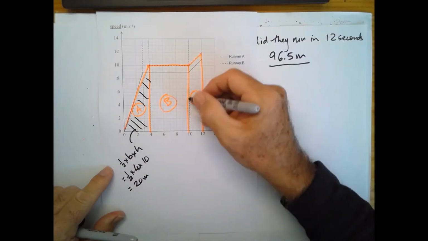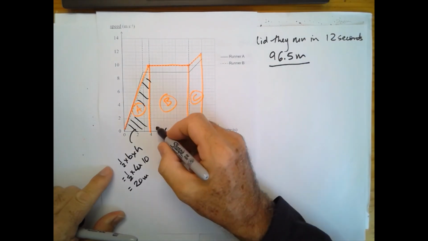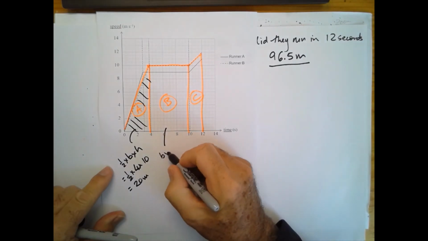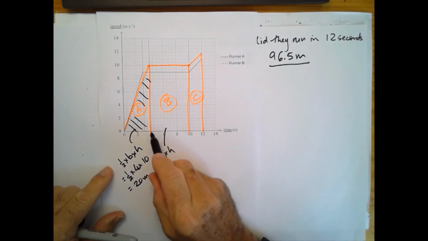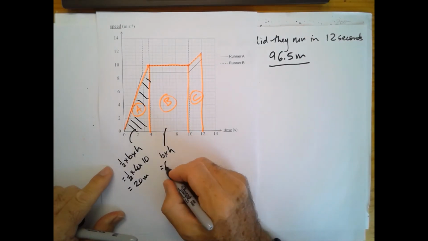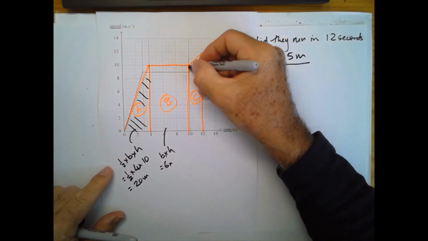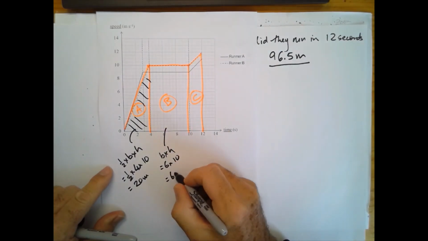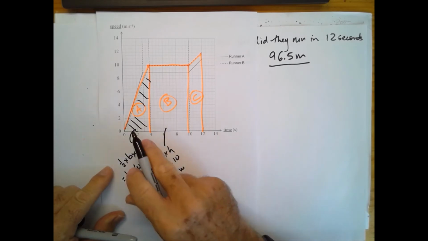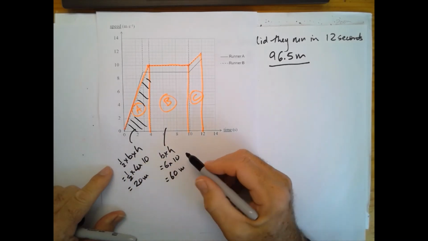Between 4 and 10 seconds the area is base times height, which is equal to, again, from 4 to 10 is 6, times a height of 10, is equal to 60 meters. So between 4 and 10 seconds it's gone 60 meters.